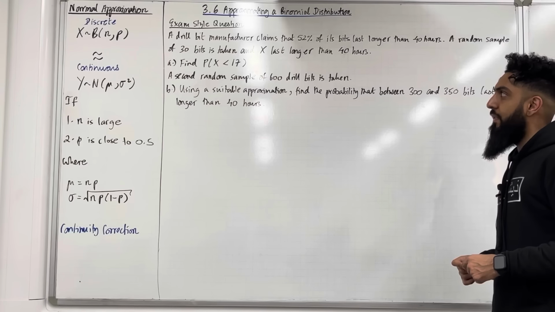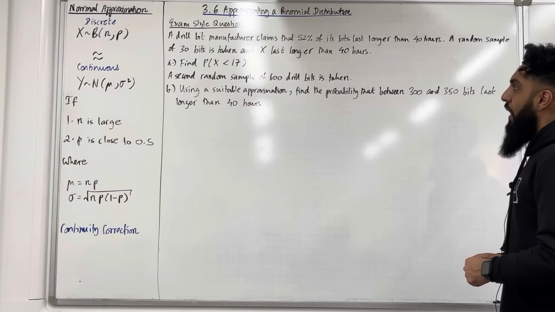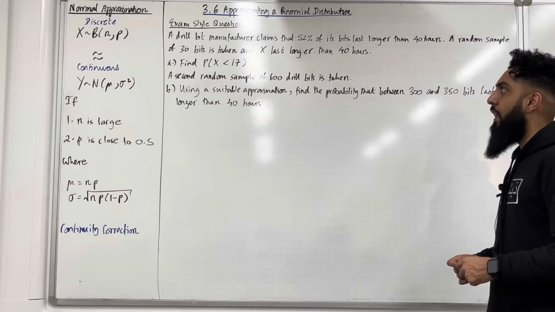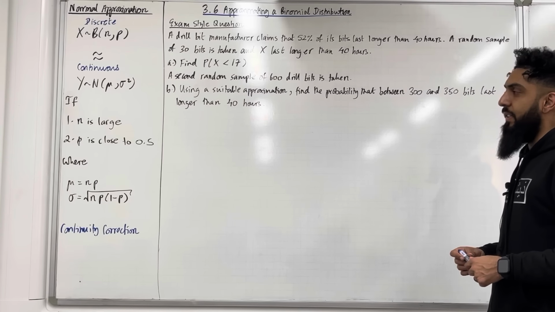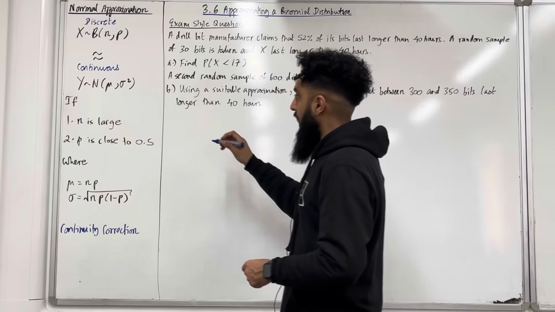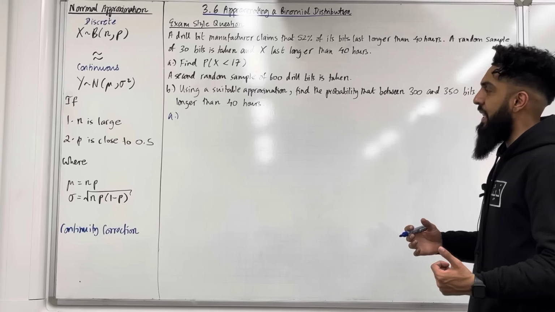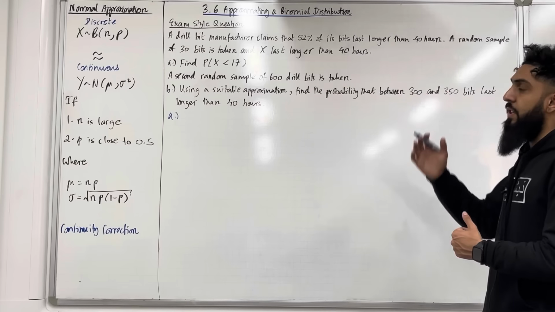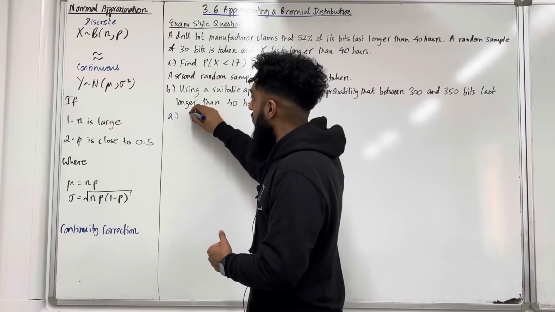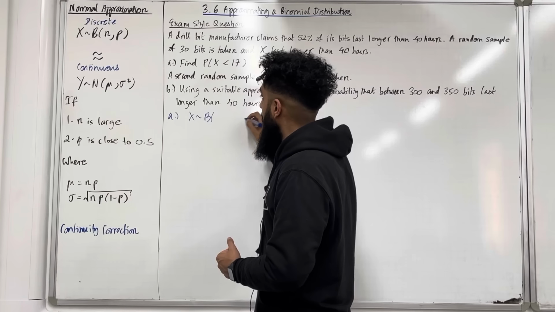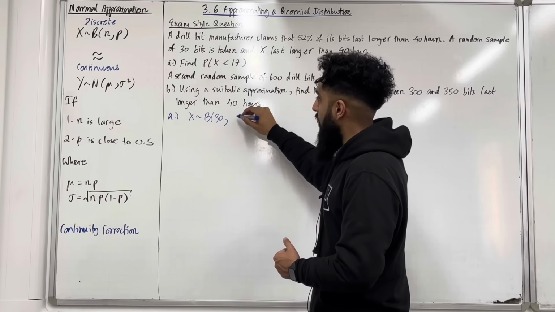Here is an exam style question. A drill bit manufacturer claims that 52% of its bits last longer than 40 hours. A random sample of 30 bits is taken and X lasts longer than 40 hours. Part A, find the probability that X is less than 17. Okay, so in our question we have a sample size of 30 and we have a fixed probability of 52%, which is 0.52. This indicates that X will follow a binomial distribution with sample size 30 and fixed probability 0.52.